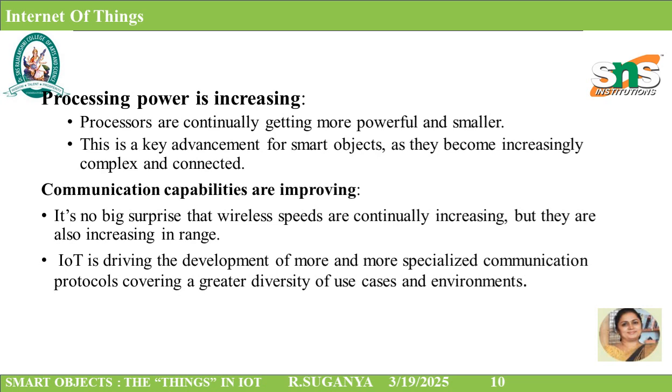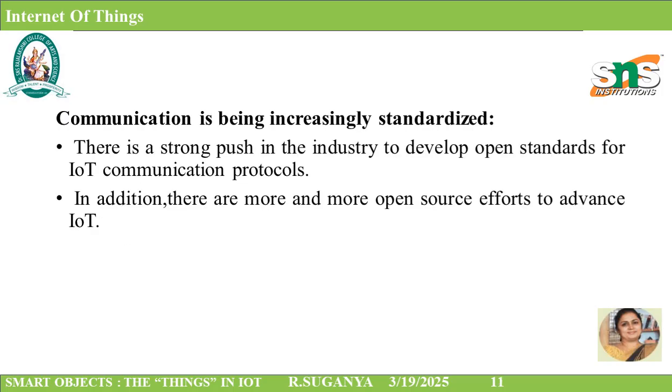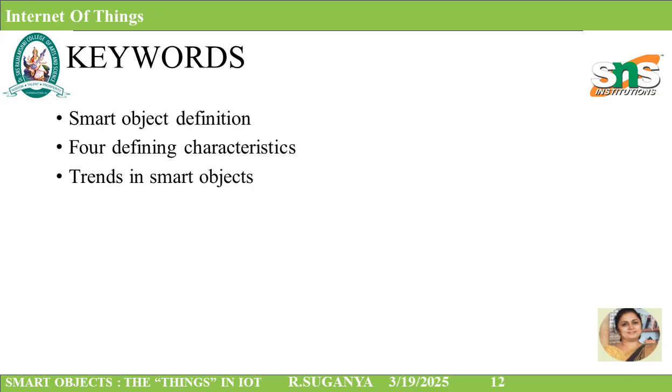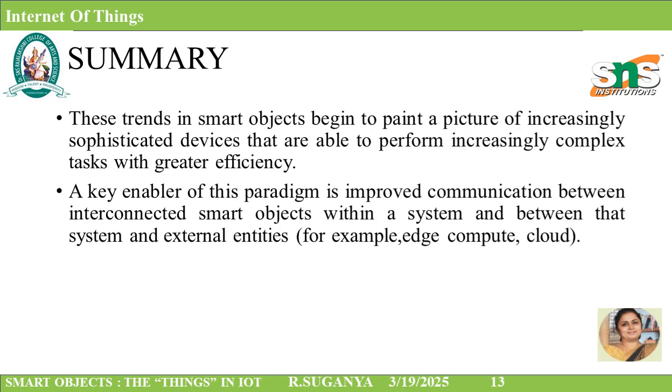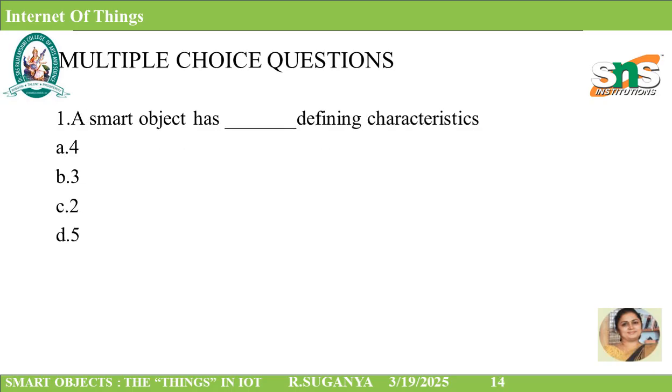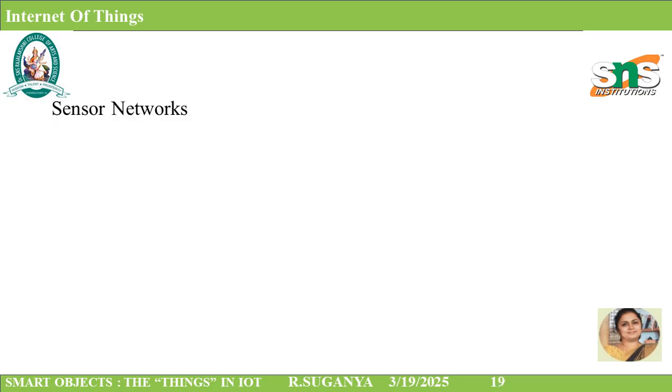IoT is driving the development of more and more specialized communication protocols, covering a greater diversity of use cases and environments. Communication is being increasingly standardized. There is a strong push in the industry to develop open standards for IoT communication protocols. In addition, there are more and more open source efforts to advance IoT. There are some keywords: we have seen the defining characteristics of smart objects, and the trends in smart objects. There is a summary, and there are multiple choice questions that you can answer.